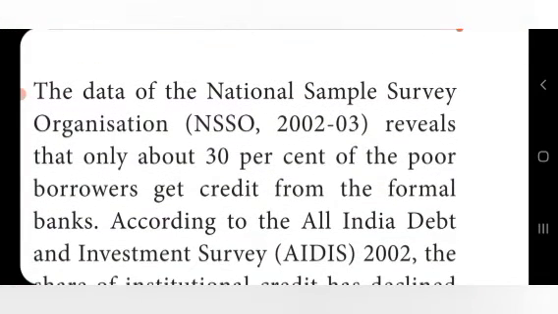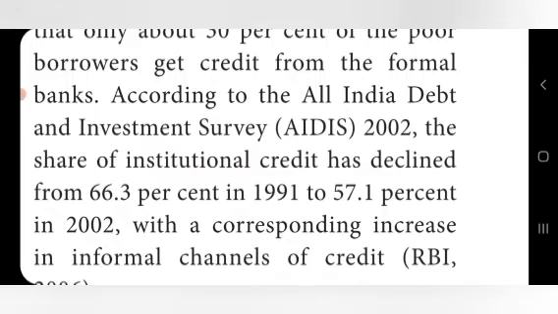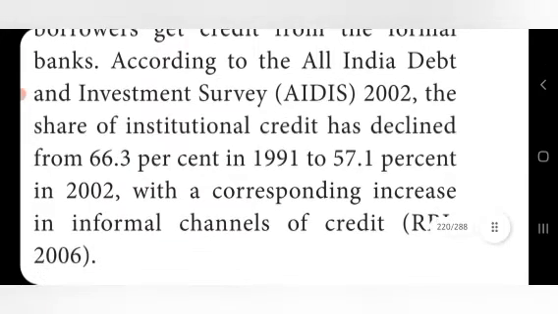The data of the National Sample Survey Organization, NSSO 2002 to 2003, revealed that only about 30% of the poor borrowers get credit from the formal banks. Only 30% are getting credit from formal banks. According to the All India Debt and Investment Survey 2002, the share of institutional credit declined from 66.3% in 1991 to 57.1% in 2002, with a corresponding increase in informal channels of credit.